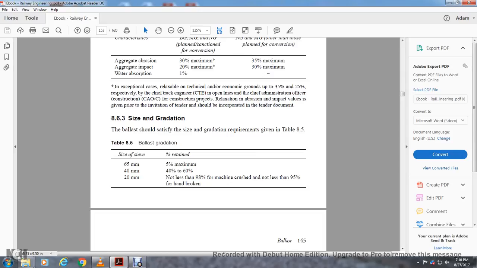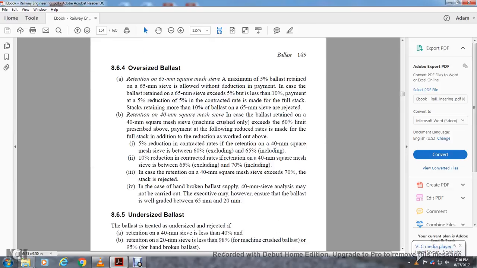8.6.3 Size and gradation. The ballast should satisfy the size gradation requirements of Table 8.5. 65 millimeters, 5% maximum. 40 millimeters, 40 to 60%. 20 millimeters, not less than 98% for machine crushed, not less than 95% for hand broken.